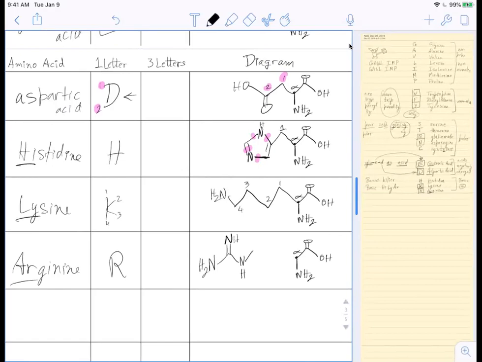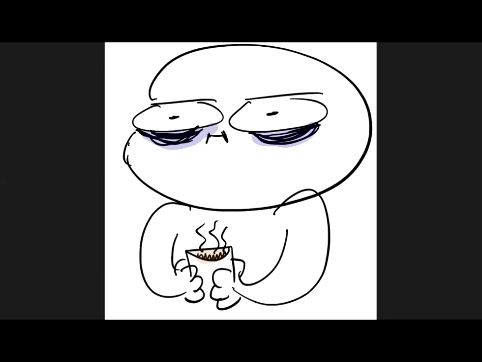Let me draw that better. 1, 2, 3. So 1, 2, 3, right? Just like there's 3 nitrogens, there's 3 carbons to connect and latch it onto the COOH NH2 amino acid. And we're done with arginine. I hope this is helpful, and best of luck on your amino acid memorization.